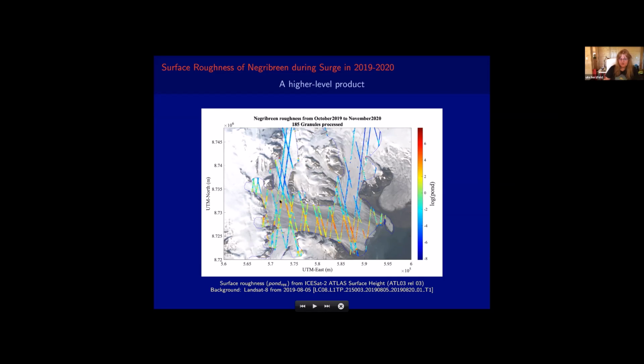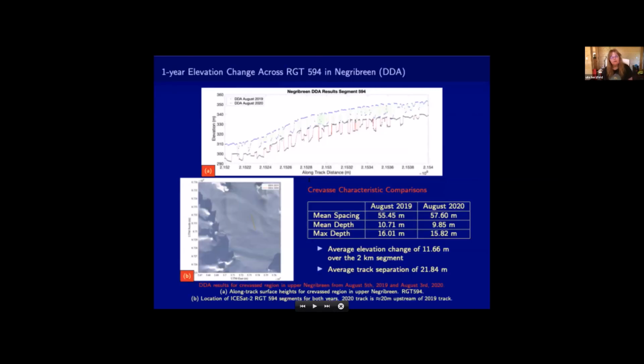We've been previously looking at this little crevasse field in Upper Nigribreen. And now we can compare. This is a result we just got yesterday. We used all the data in the previous compilation to find tracks that are really closely aligned. This is a segment over Nigribreen located approximately here. And you can learn quite a few things from this image, because first, the crevasse shapes really don't change.